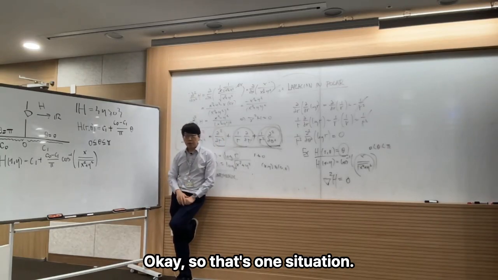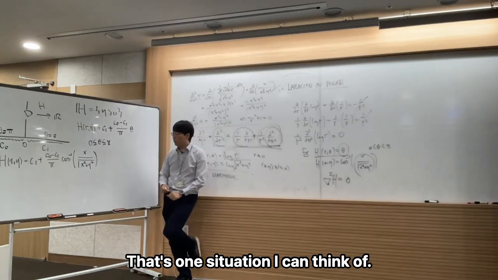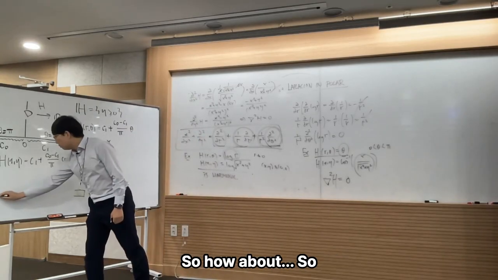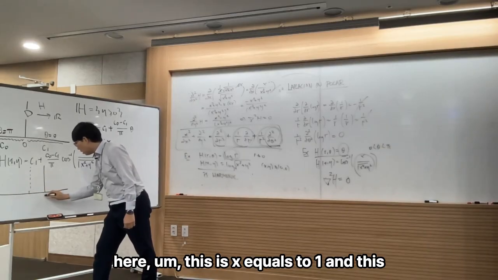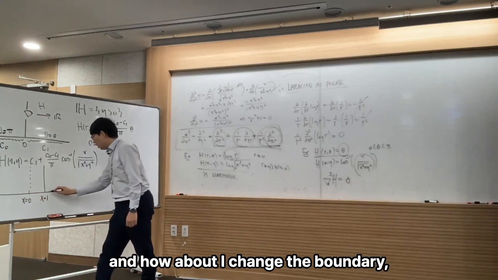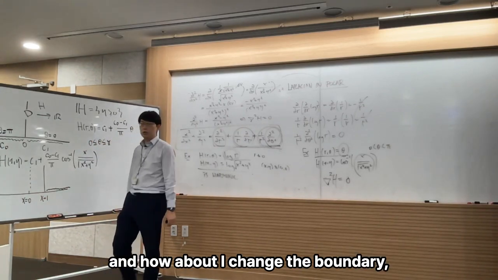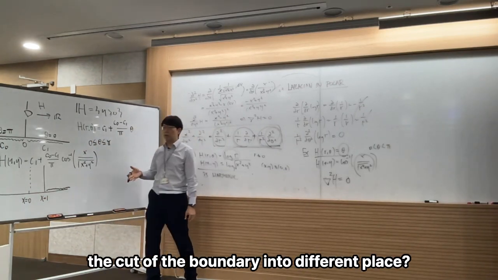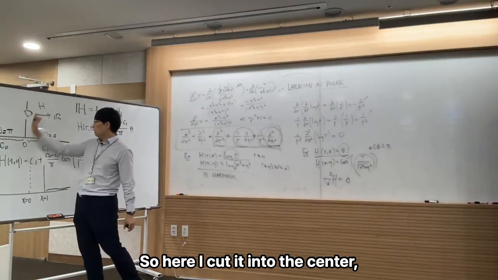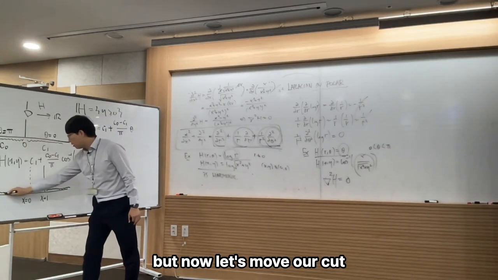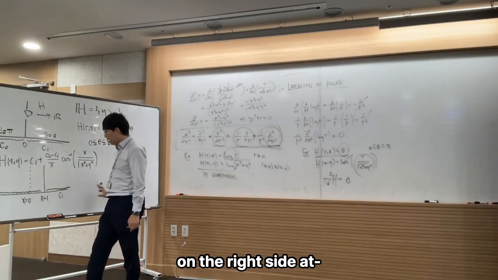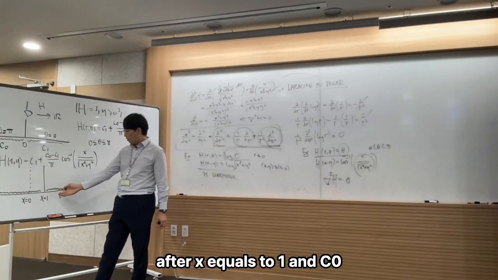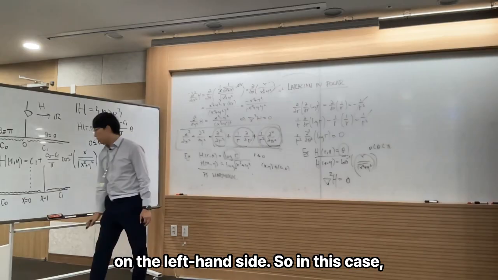Okay, so that's one situation I can think of. Let's make it more complicated. Here, this is x equals 1, and this is x equals 0. How about I change the boundary, the cut of the boundary, to a different place? Here I cut it into the center, but now let's move our cut a little bit to the right. So we have C0 temperature on the right side after x equals 1 and C0 on the left-hand side.